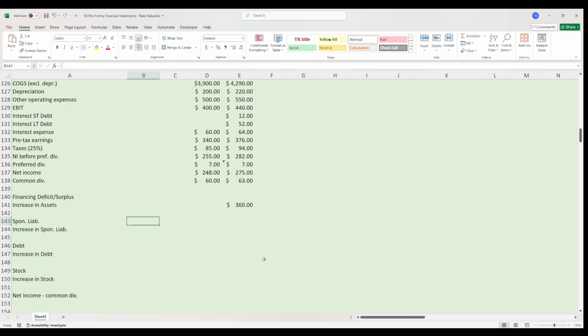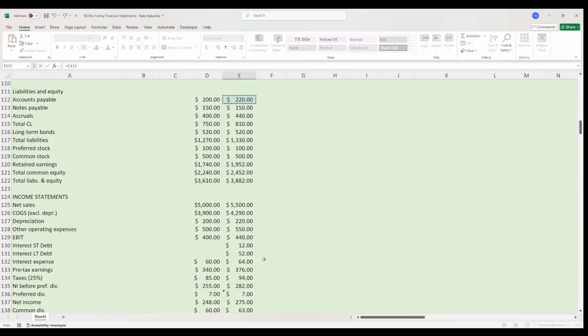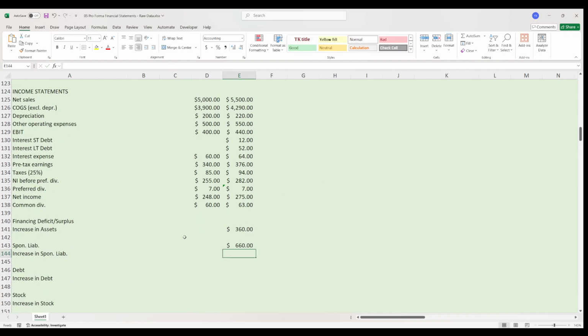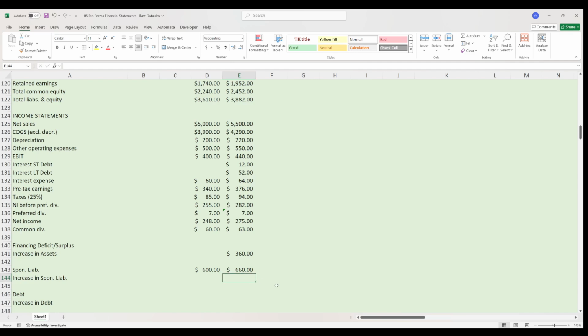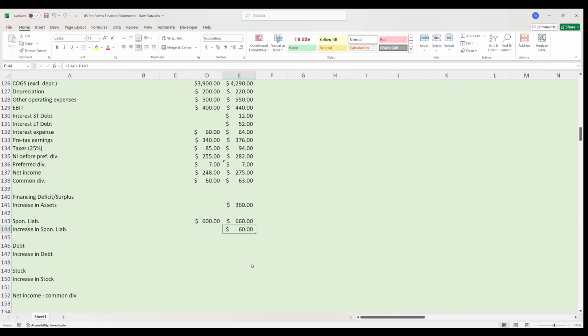So what's the balance of spontaneous liability? It's going to be the accounts payable plus the accruals, right? This one in this year. And in the previous year, it's going to be the same two numbers in the previous year. So make sure it's a summation, right? It's not a subtraction. Then you subtract to calculate the difference, right? So in here, it has to be the total of the two. And then here, you have to calculate the change, the increase, over the years.